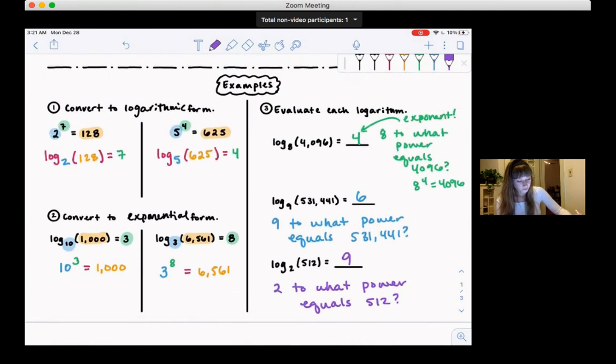Okay, so that's the basics of logarithms: how to convert between the forms, and then how to use the exponent chart to evaluate them. And again, the key question is like the question, 2 to what power equals 512? That's the key question to ask yourselves to evaluate a logarithm.